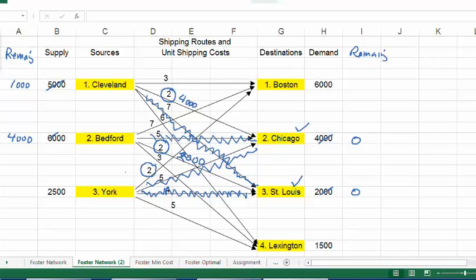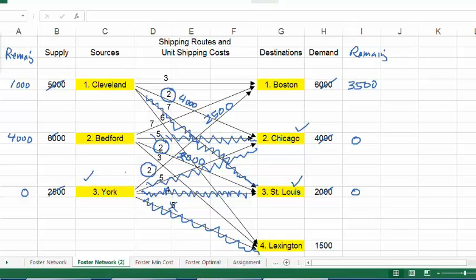So now we're going to work with this one from York to Boston, and we want to send how many? All right, so 2,500 there. So 2,500 going from York to Boston. So 6,000 minus 2,500, 3,500 remaining demand here. Then here we have nothing left. So York is done. York has exhausted its supply, so it's not going to send any more to anyone else, so it's not going to send stuff to Lexington either. So I'm going to cross out this line.